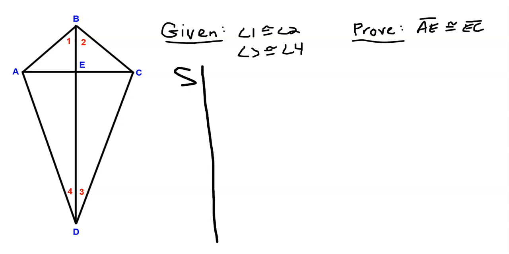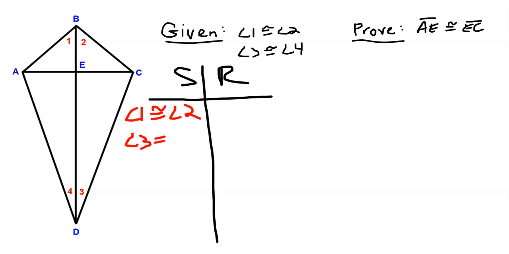Statement. Reason. Relatively small, just in case we need to add another column. So, as we have said all along, we need to make sure that we are showing that these pieces are congruent so that we can use the congruence postulates. Angle 3 is congruent to angle 4, angle 1 is congruent to angle 2 because those are given.